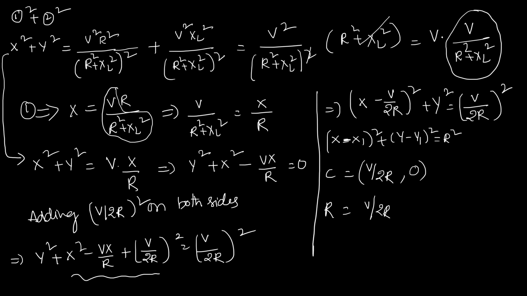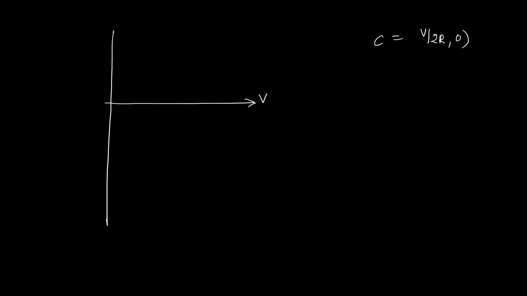Okay, now let us draw the locus diagram. Here I am considering the voltage, vector V. So this is our y-axis. Now what is the center? The center is V by 2R comma 0. So if you draw the locus diagram, the center should lie here.